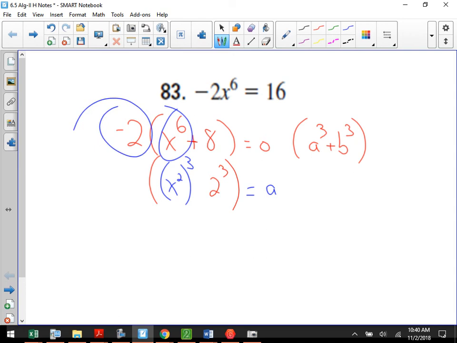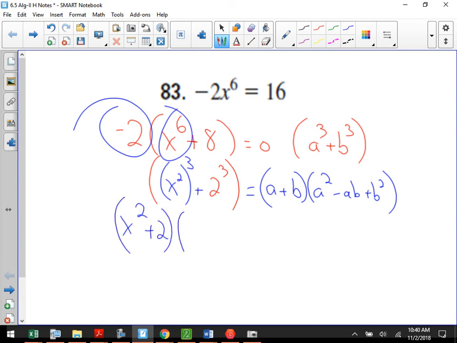Does that -2 have any bearing upon the problem anymore? No, it's a scalar, it doesn't matter. It's gone. So this is where you're going to get your a plus b, a squared minus ab plus b squared. Fill in the blanks. X squared plus 2. X squared then becomes x to the 4th. Good. And then we have minus 2x squared plus 4. And then this would equal 0.